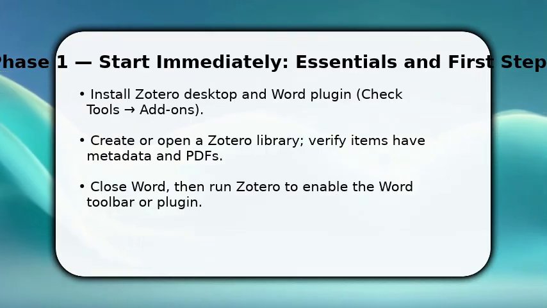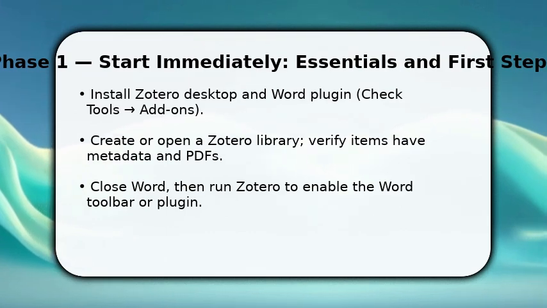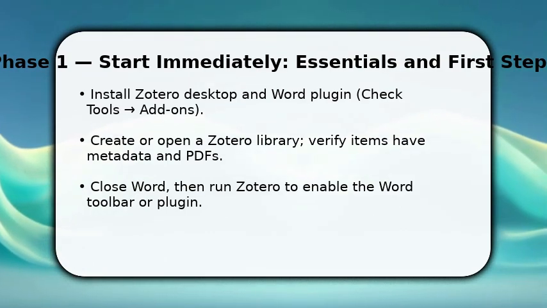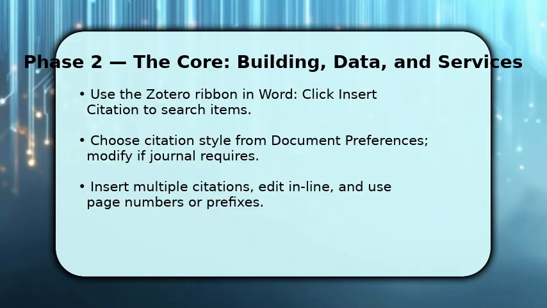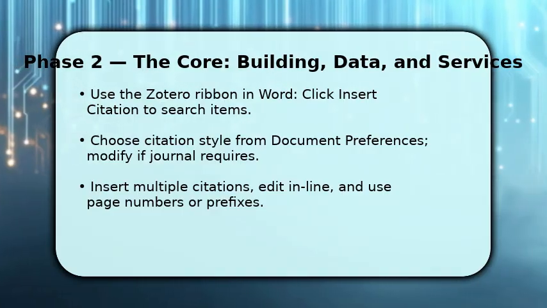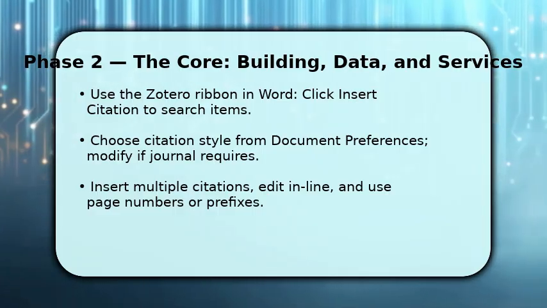Make sure items in your Zotero library have complete metadata, title, authors, year, because accurate metadata ensures citations and bibliography generate correctly in Word. Once the toolbar appears, click Insert Citation and type to search your Zotero library. Select the item and press Enter to place the citation.